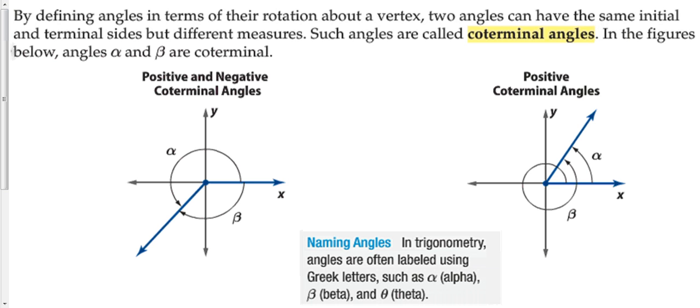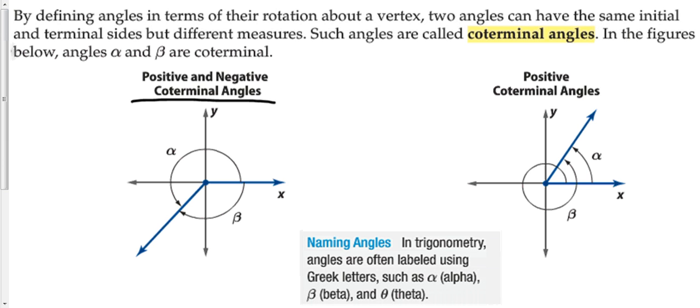So, next, we're going to talk about something called coterminal angles. By defining angles in terms of their rotation about a vertex, two angles can have the same initial position and terminal sides, but different measures. These angles are called coterminal angles. They end in the same spot. In the figures below, angles alpha and beta are coterminal. The first one is an example of having a positive and negative coterminal angle.